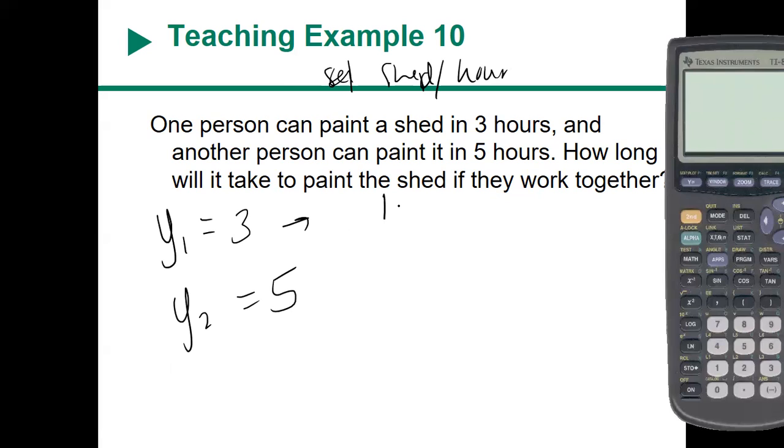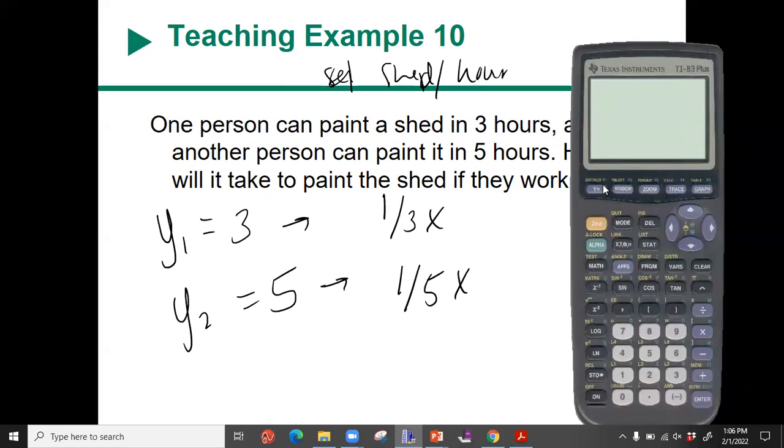So I can do one shed every 3 hours. That's this person. And then this person can do one shed every 5 hours. So you're looking at what point, if they work together, how fast would they do? So if I come over to my handy dandy calculator and I put in the first person's rate, which is 1/3, one shed per every 3 hours. Second person's rate, which is one shed for every 5 hours.